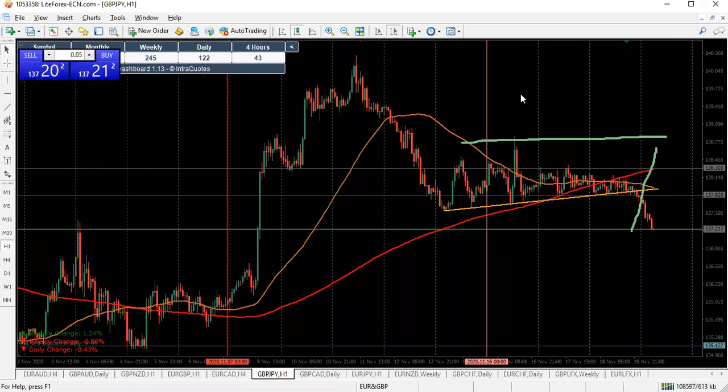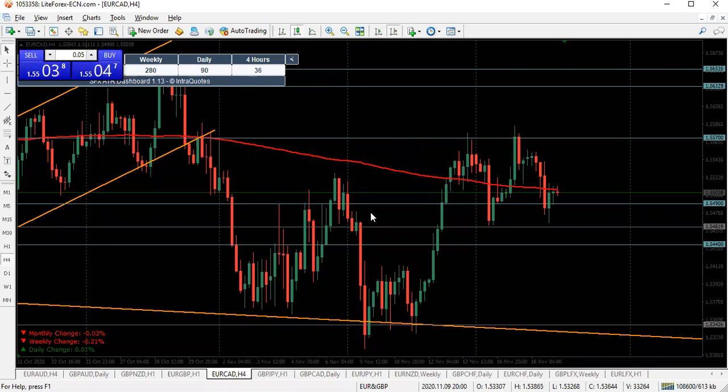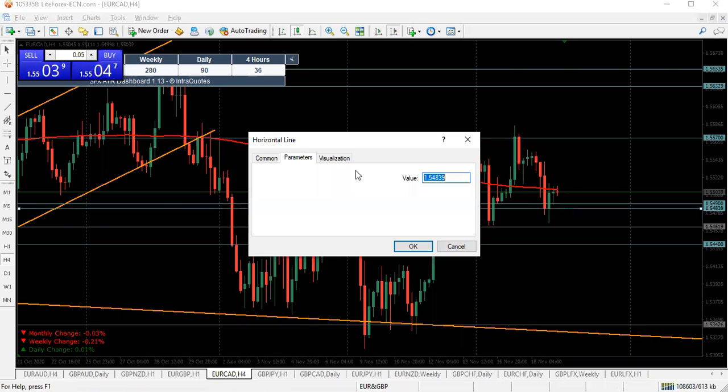Okay, let's just quickly do some recap and then show you guys what I'll be taking today. I'll just wait for a rejection of the structure, this environment here on the H4. So I'll just restrict this to only the H4.